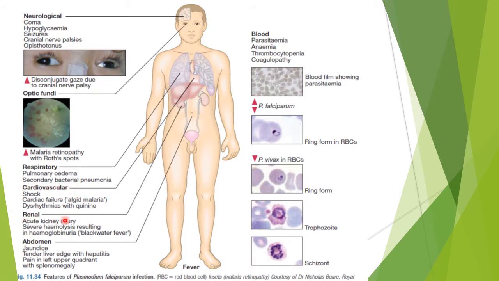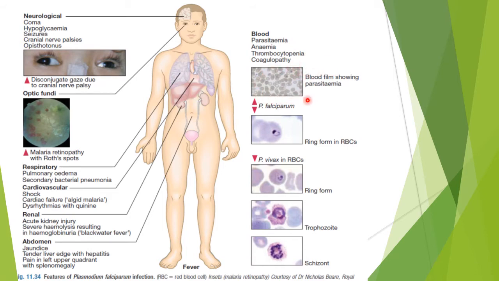In the renal system, it can cause acute kidney injury. It can cause severe hemolysis resulting in hemoglobinuria, also called black water fever. In abdomen, it can cause jaundice. It can cause tender liver ache with hepatitis. It can cause pain in the left upper quadrant with splenomegaly. So it can cause jaundice, hepatomegaly, and splenomegaly. In the blood, it can manifest as parasitemia, anemia, thrombocytopenia, and coagulopathy.